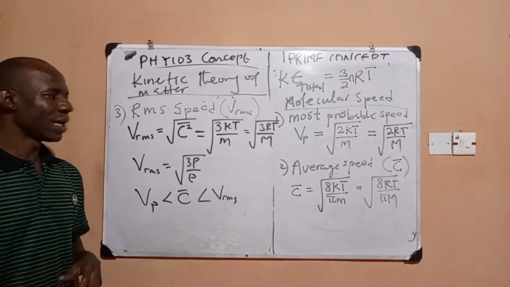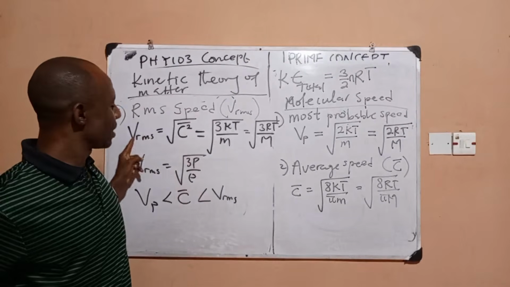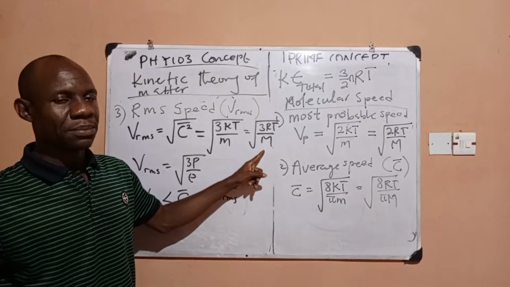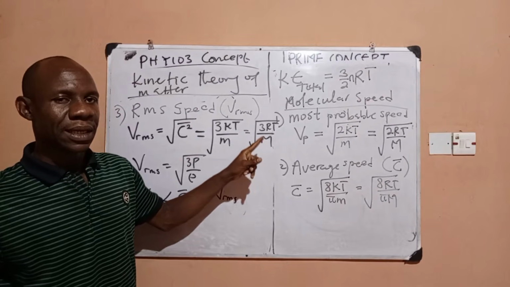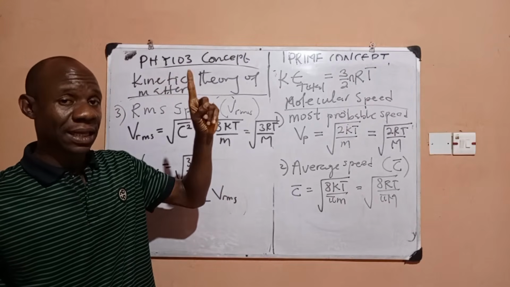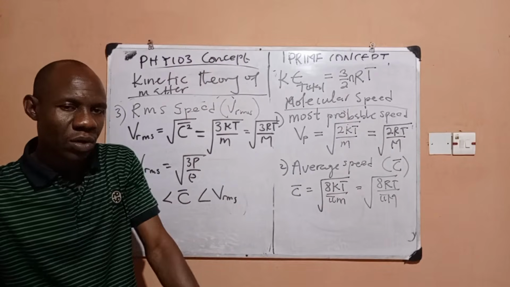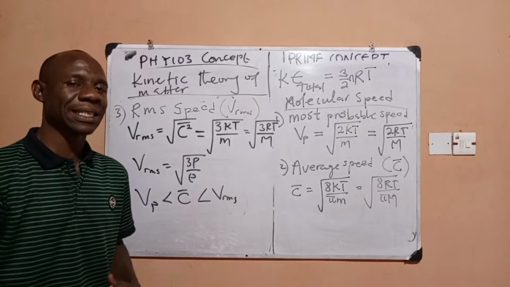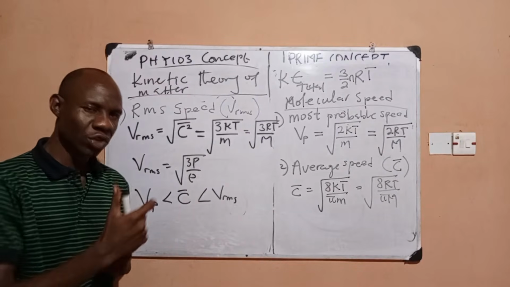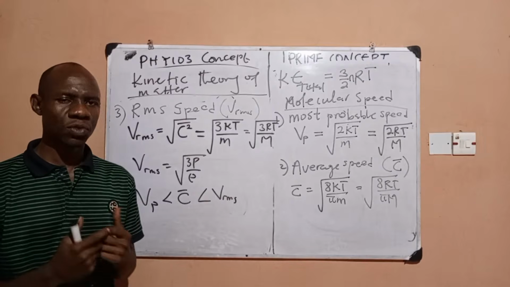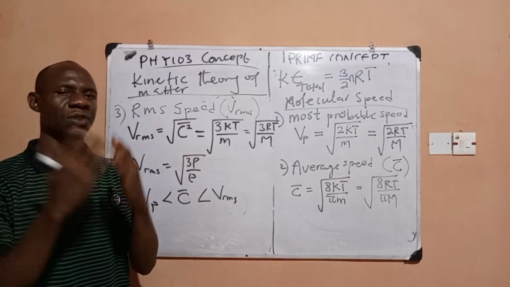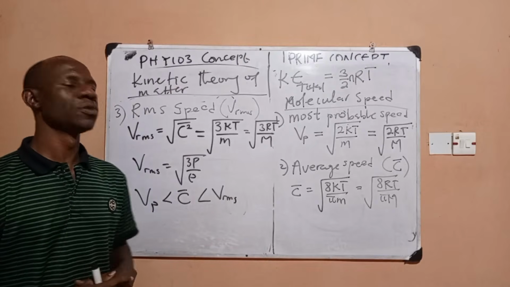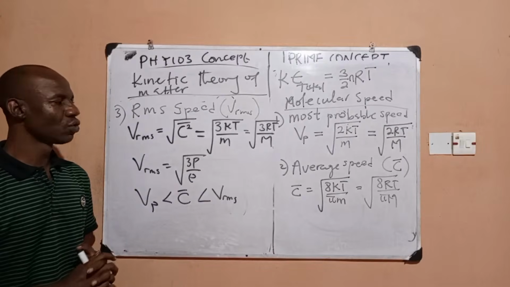Another thing I want you to know is that velocity is inversely related to molecular mass. So if the gas has a big molar mass, the velocity will be small. A gas that is very heavy, the heavier the gas, the slower it moves. The heavier the gas, the slower it moves. That is one of the things you should know about this.